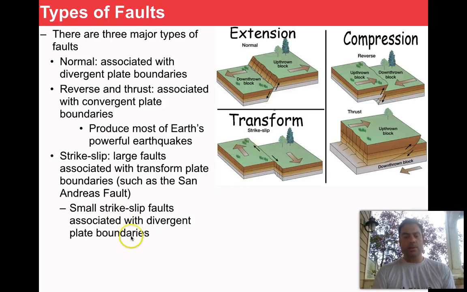These small strike-slip faults are fairly complicated, and I'm not going to spend any more time in this lecture discussing them, but they are worth reading about in the literature.